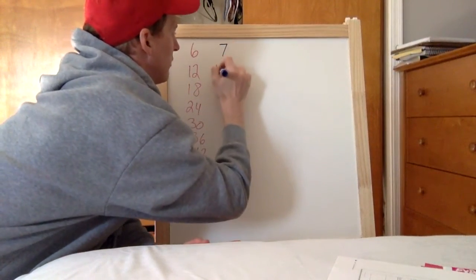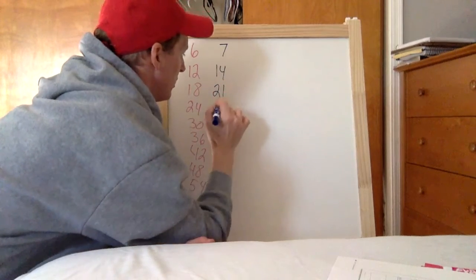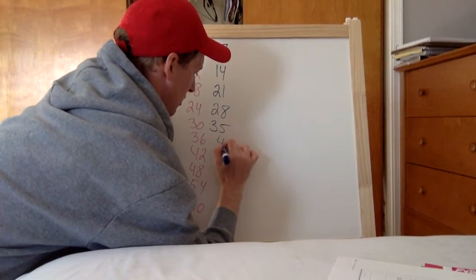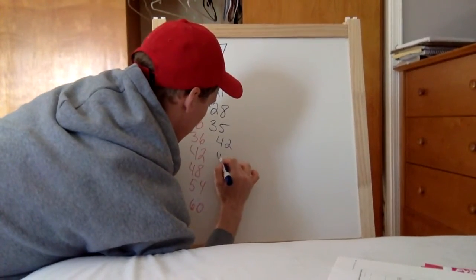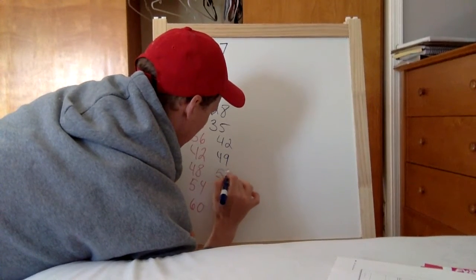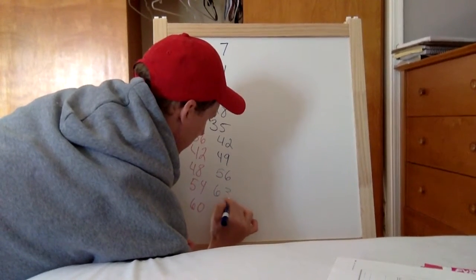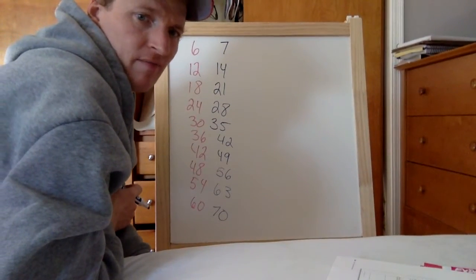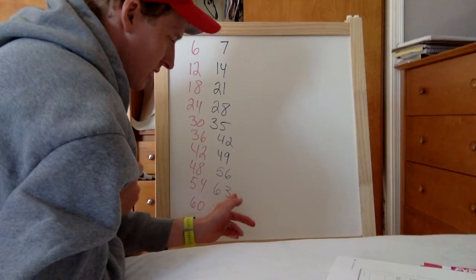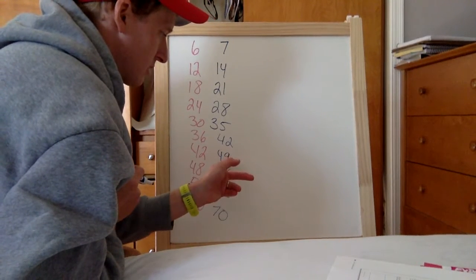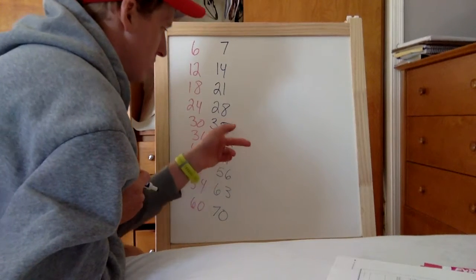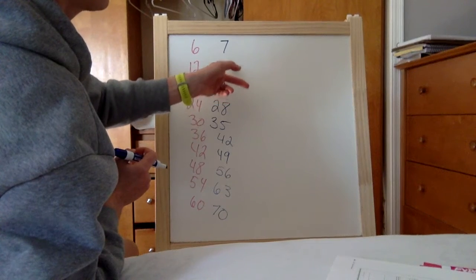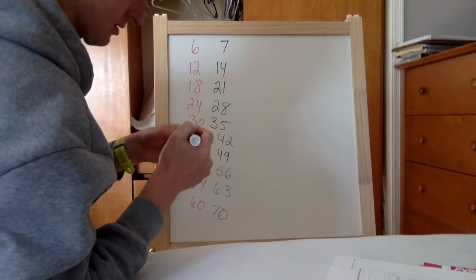7, 14, 21, 28, 35, 42, 49, 56, 63, 70. Okay? And then backwards is 70, 63, 56, 49, 42, 35, 28, 21, 14, 7. Okay?